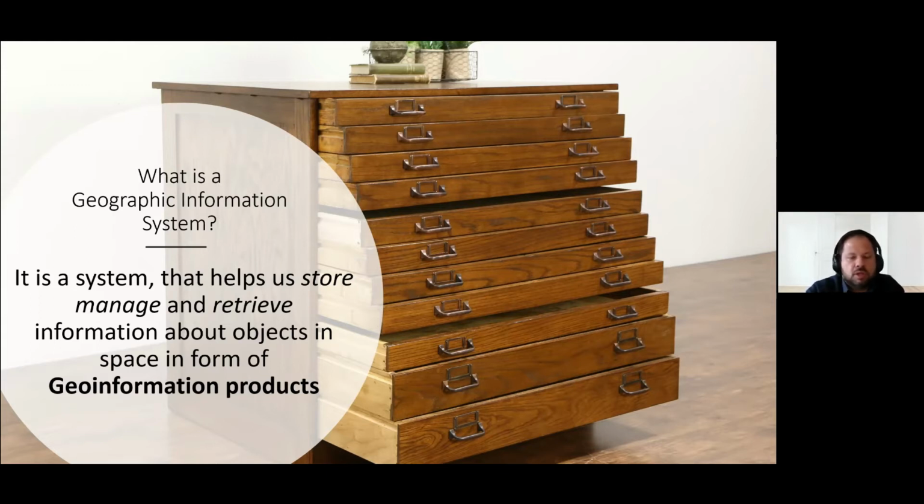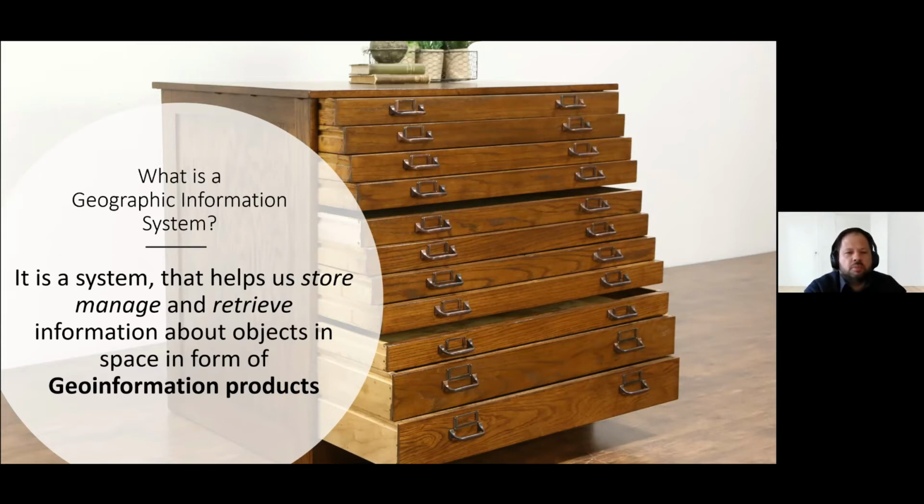But what you see on this image is an analog GIS. This is actually a system that stores maps. And based on this system, we can receive and retrieve information about geoinformation products, which can be a map of a territory, of a certain part of the territory. It could also be a length of a river or the height of a mountain or any type of information that we want about the space, about the geography, about the objects in the space that surrounds us.